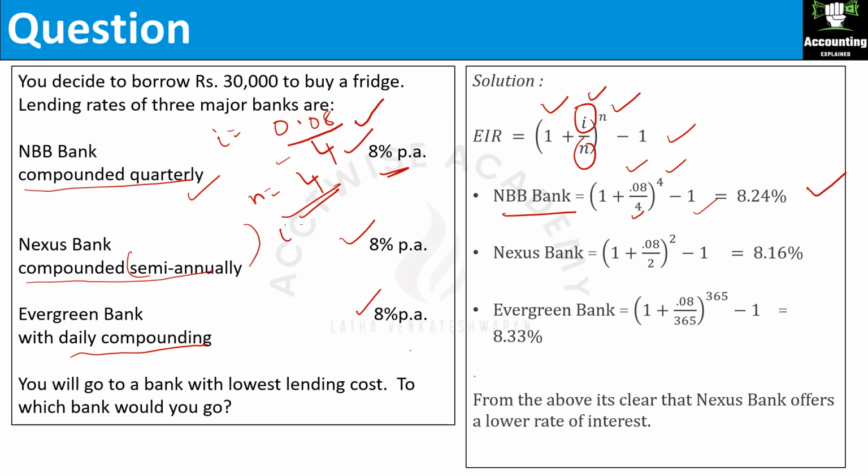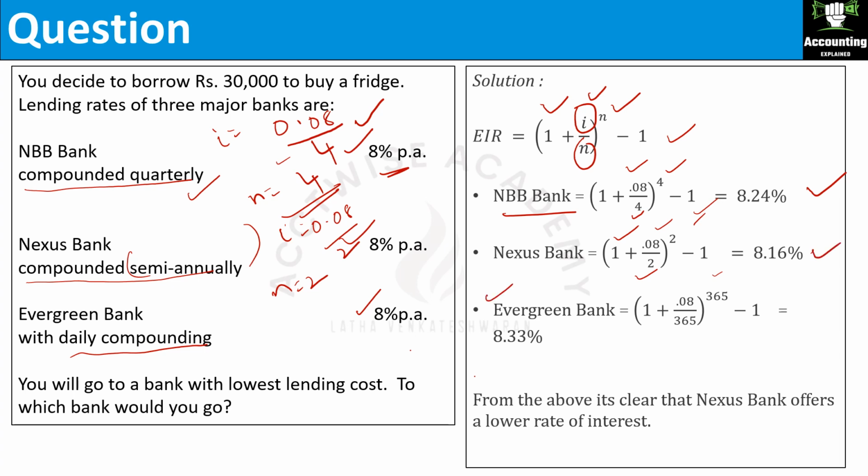Next, coming to Nexus Bank, which is compounded semi-annually. So i becomes 0.08 divided by 2 and n becomes 2 since it is compounded semi-annually. Substitute this in the formula: 1 plus 0.08 divided by 2, the whole power 2, minus 1. It becomes 8.16%.